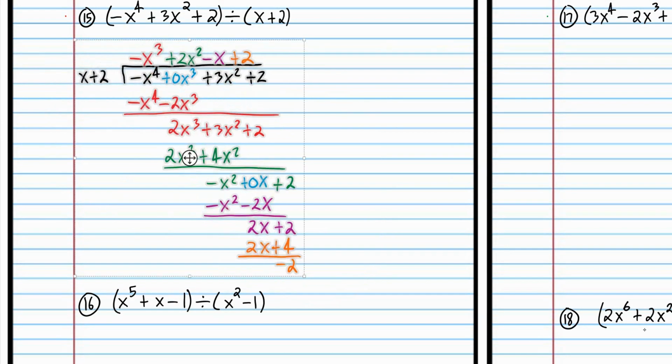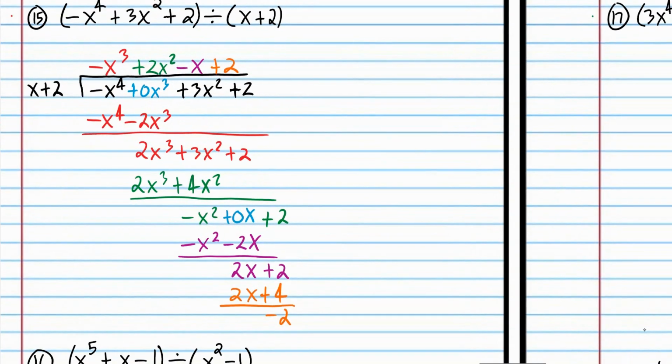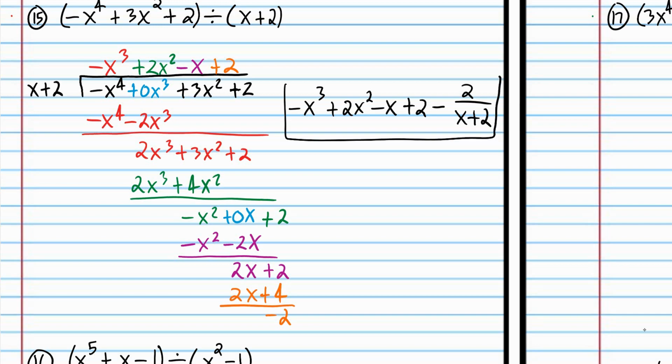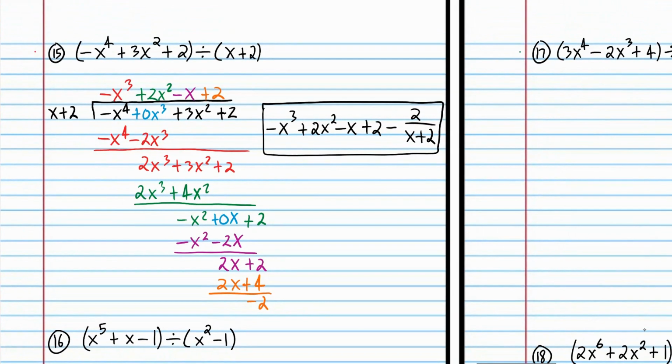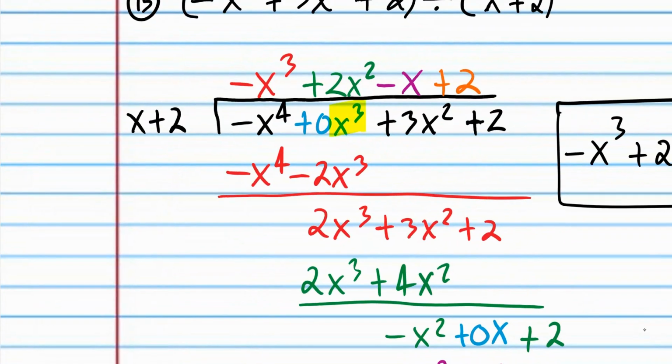Again, you have to combine like terms here, and that can be tricky when our numbers are not lined up. That's the whole moral of the story here. So our final answer is negative x cubed plus 2x squared minus x plus 2 minus, our remainder is negative, so we're going to write minus 2 over x plus 2. So you really have to be careful. Again, you don't have to write this yellow term here if you don't want to. You can just leave that blank, and that'll be fine.